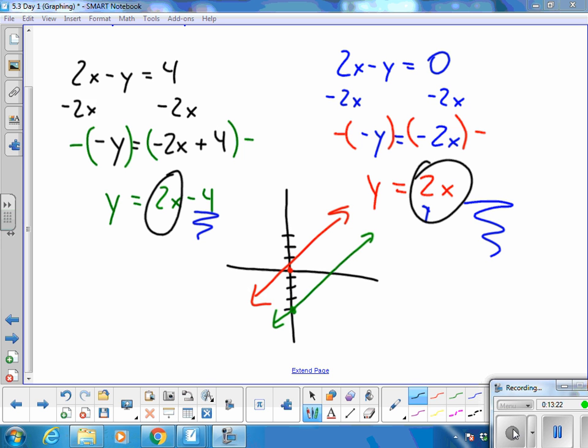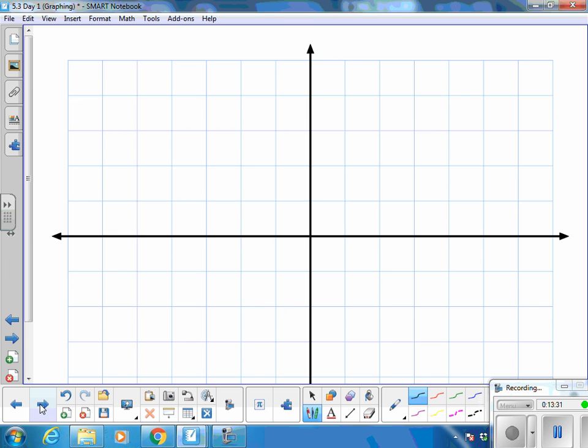So you can start to see these things before we even graph them. When you have two equations playing out and you're looking at them, if they have the same slope, no matter where they start on their y-intercept, they won't meet each other.